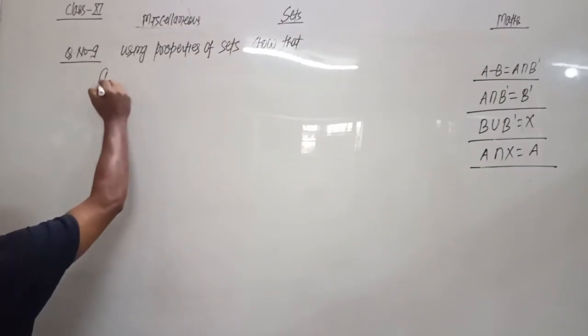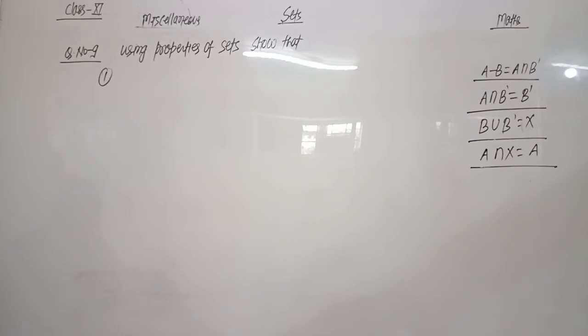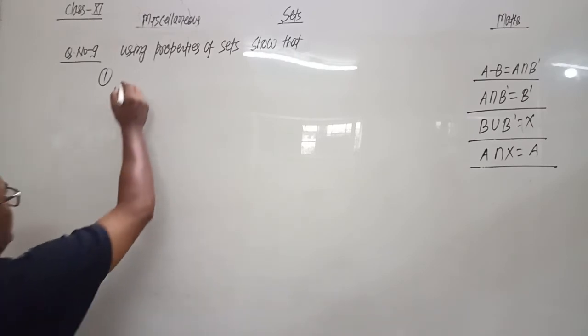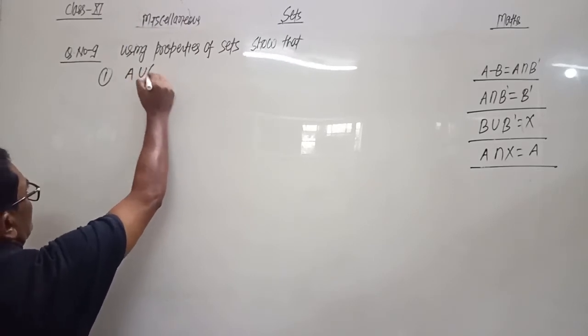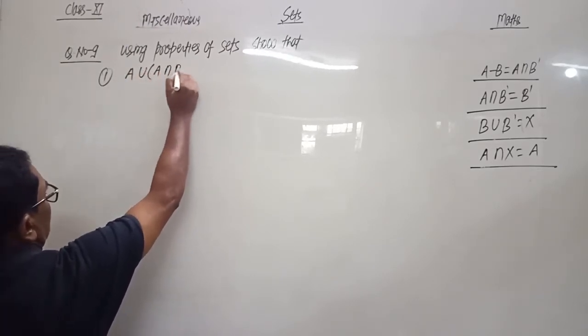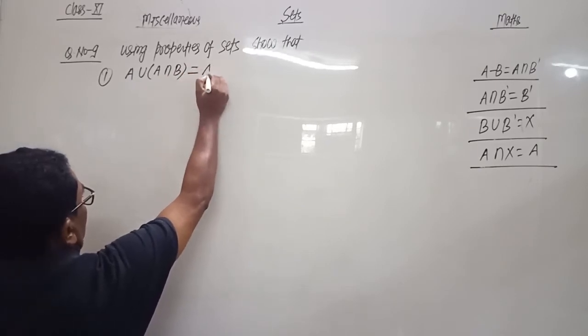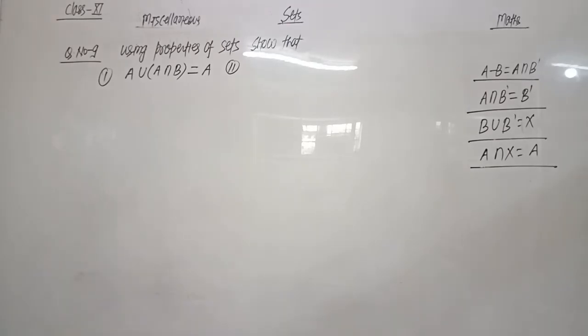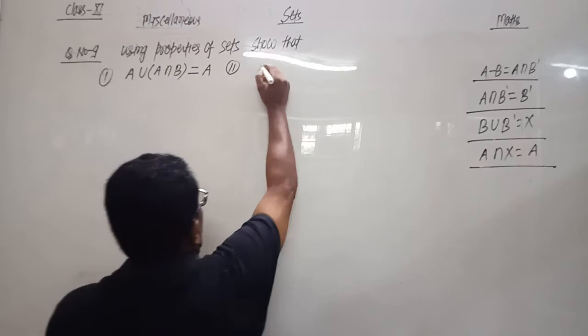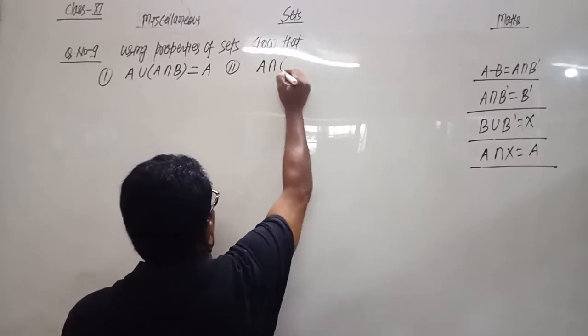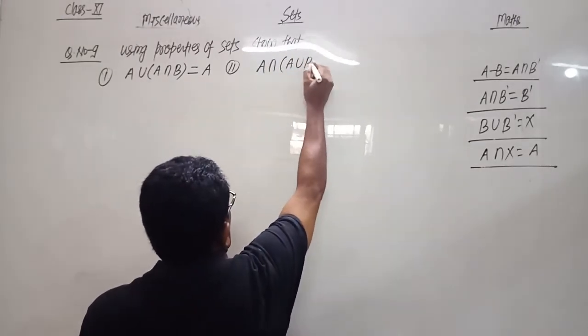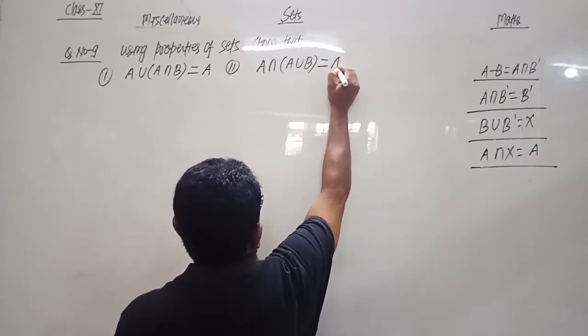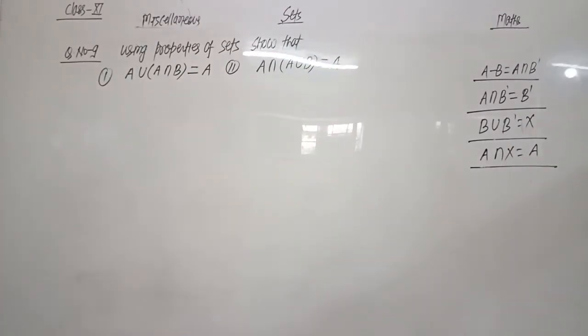The first result is A union A intersection B equals A. And the second result which we have to prove: A intersection A union B is also equal to A. So both these results we have to prove.